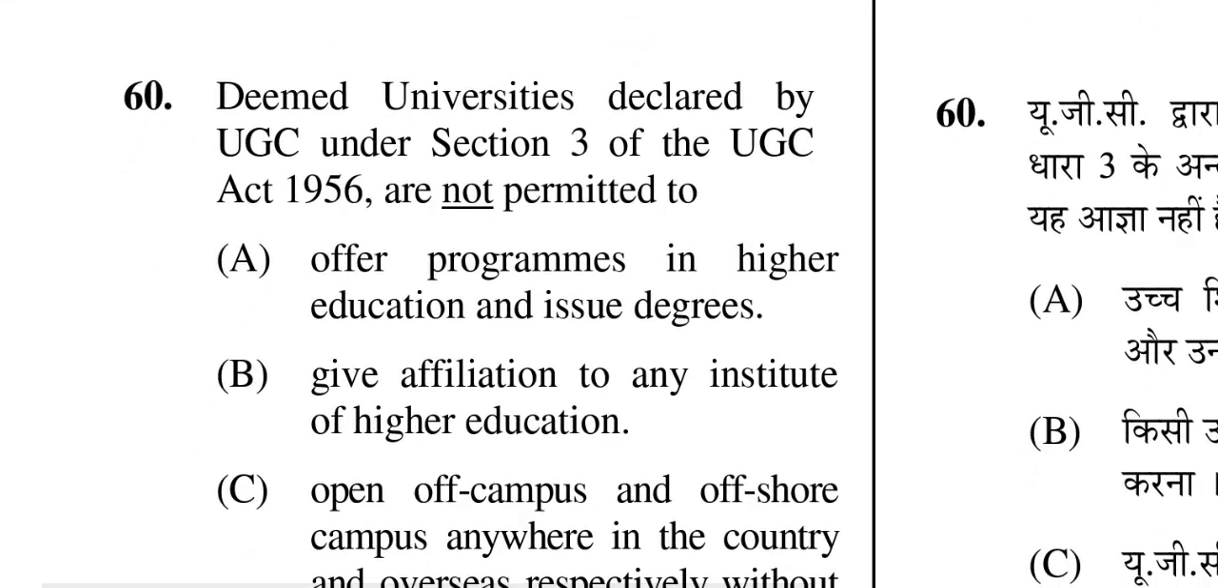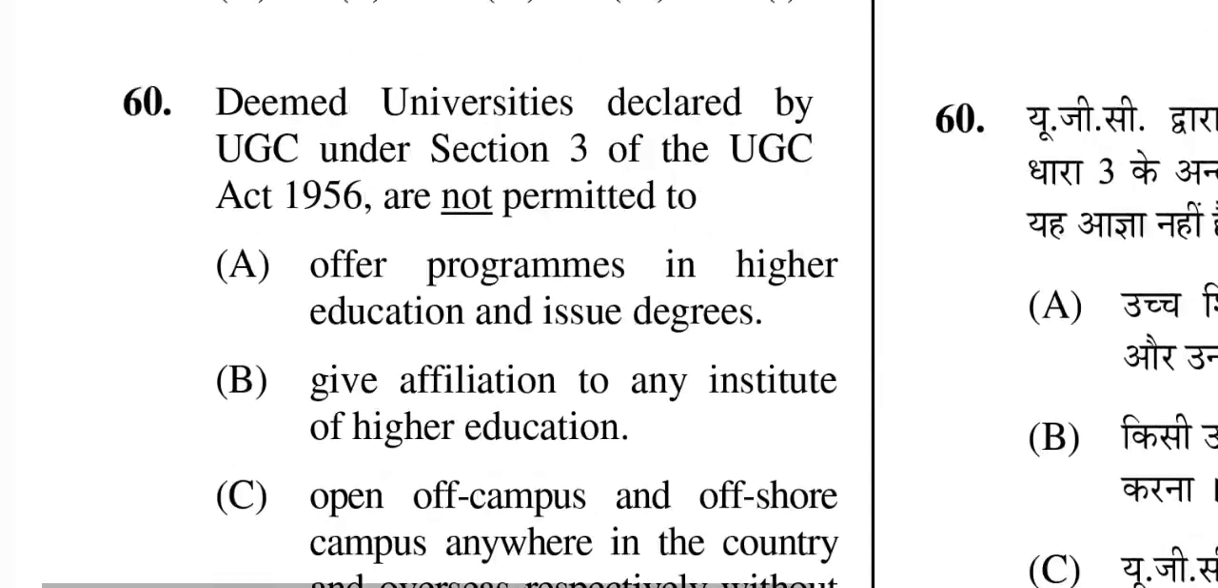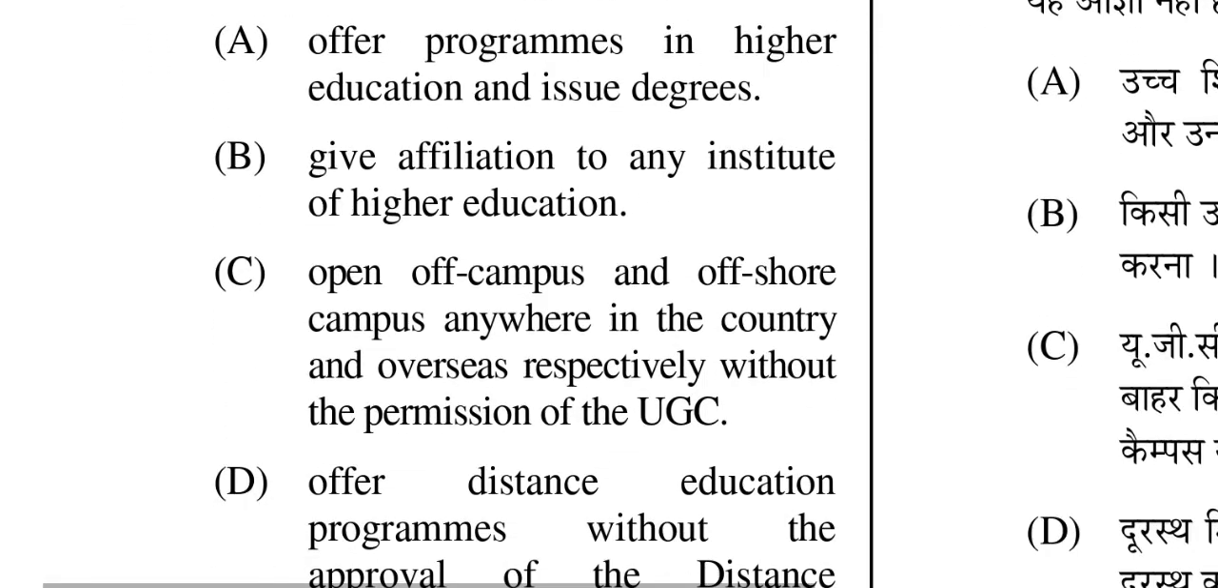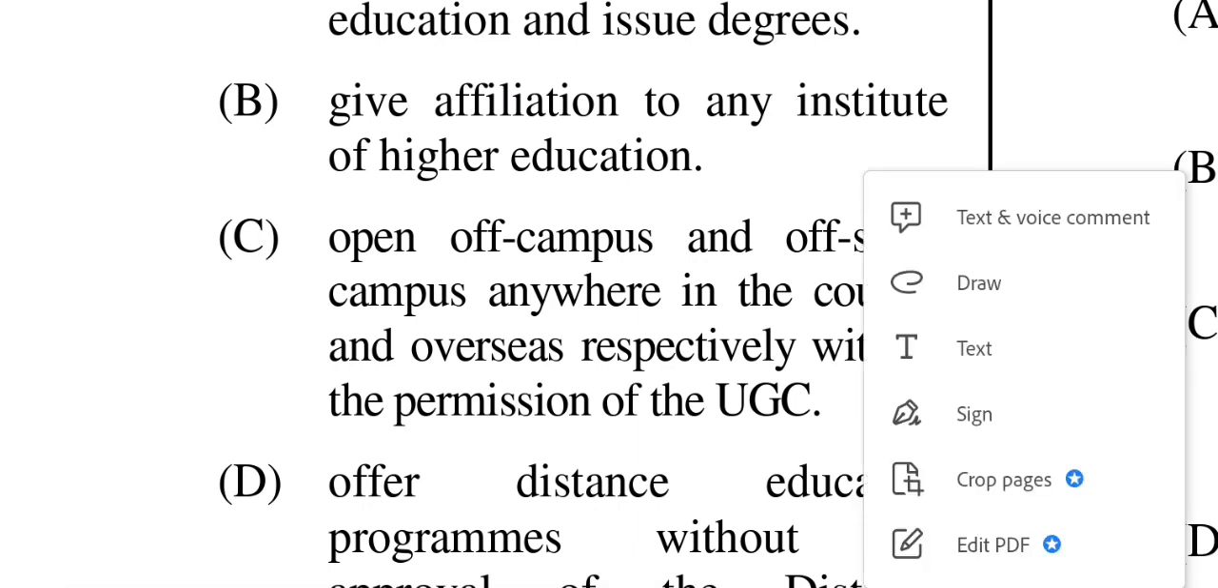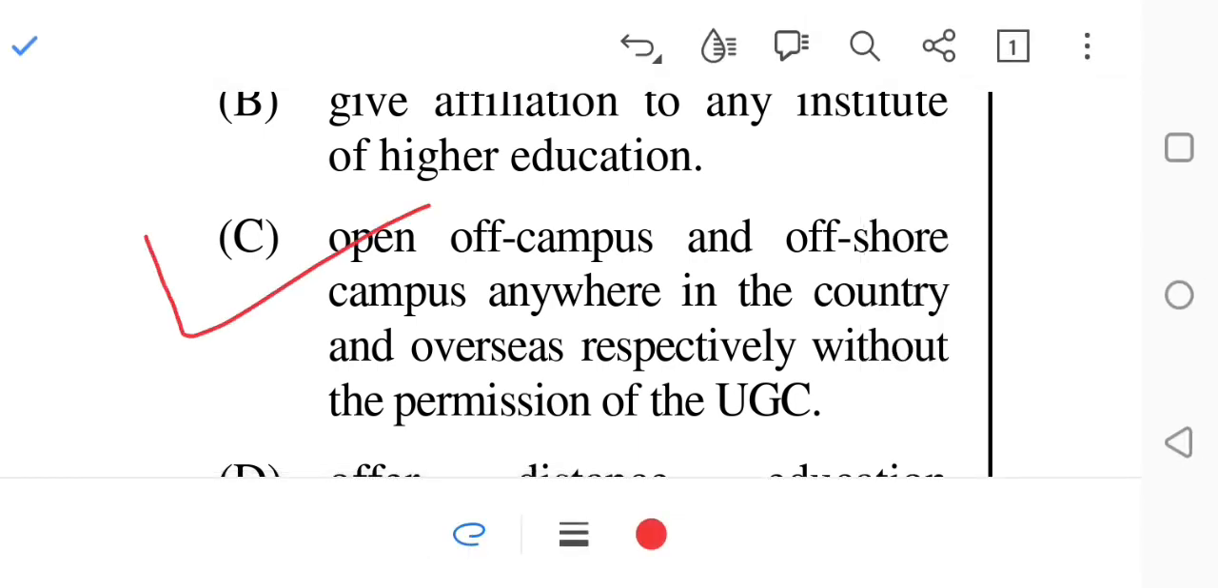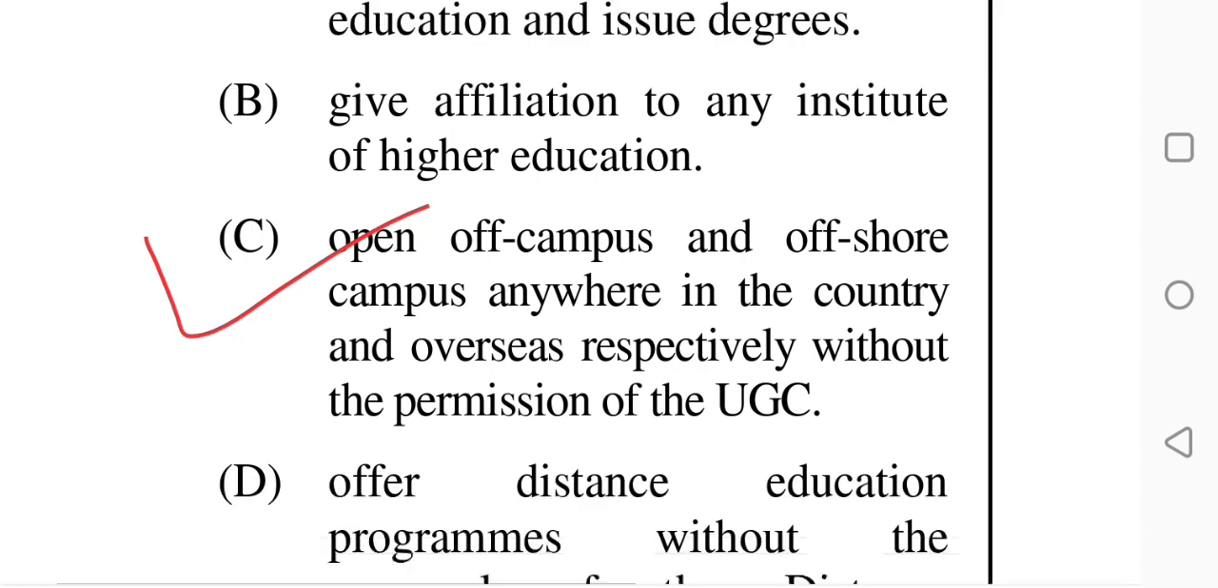So number 60, this is the last question that we have got. Number C is the correct answer. That means open off-campus and offshore campus anywhere in the country and overseas respectively without the permission of the UGC, they cannot do. So this is the last question.